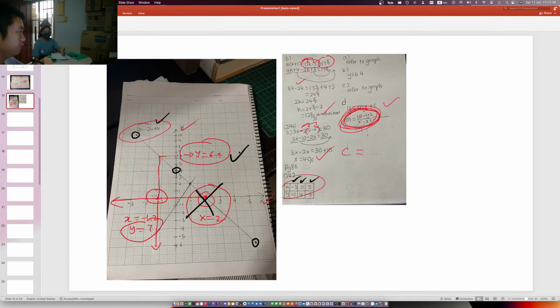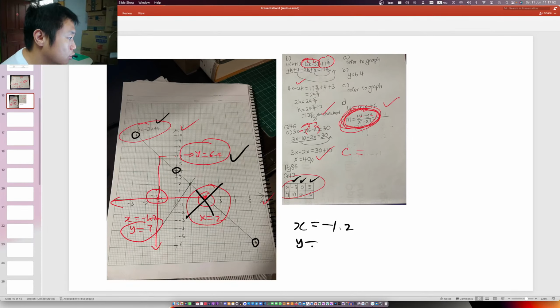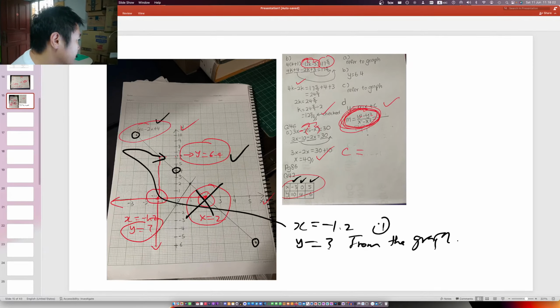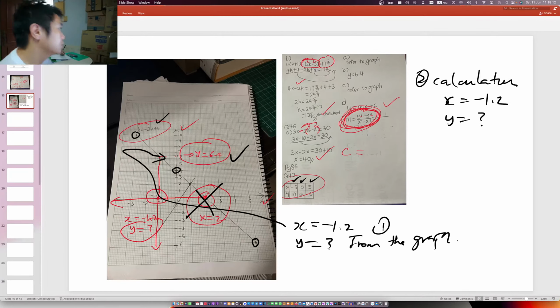I mean, if you are asked to find y given x from the graph, then how do you do it manually? Because this is from the graph, so x equals to negative 1.2. What is y? You found it from the graph, right? This is just one of the methods. Then how do you do it by calculation? Can you show me how you do it by calculation? X equal to minus 1.2. What is y? How do you do it by calculation? Can you remember?